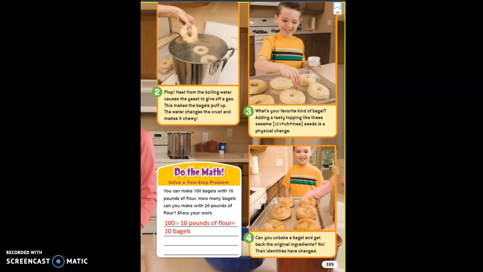It says you can make 100 bagels with 10 pounds of flour. That means I can make 10 bagels with 1 pound of flour. But how many bagels will I have if I do 20 pounds of flour? 20 pounds of flour, I multiply by 10. Okay? 2 times 1, 2, and you just copy the zeros. Okay? I will have 200 bagels.